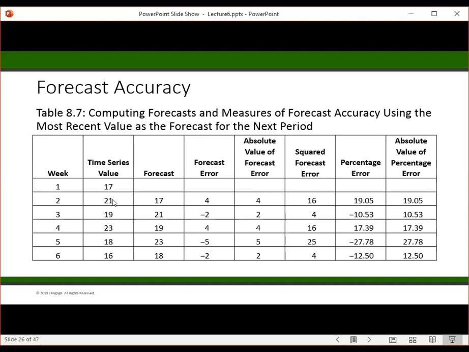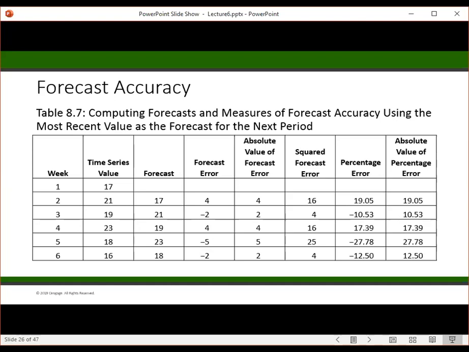Next, we take 21 as our forecast value for week 3, and the actual value for week 3 is 19. So the forecast error is -2. The absolute value of that is 2. The squared error is 4. The percentage error is -2 divided by 19, or -10.5%, and then the absolute percentage error is 10.53%.